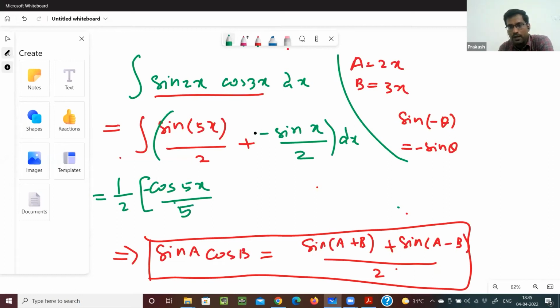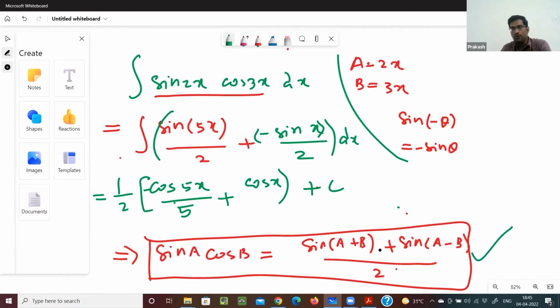Already there is a minus involved here, so plus into minus gives minus. If you are integrating, the integration of sine x is nothing but minus cos x. So this plus cos x by 1 plus c. So this is the formula. You see, within 2 steps we got the answer, because of this identity.